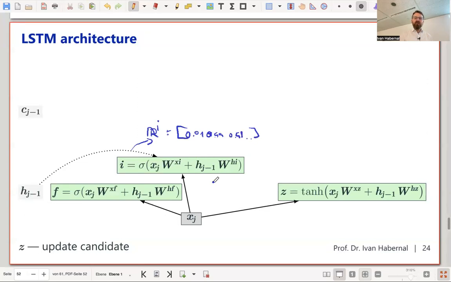Now you might be asking, are these two the same or not? What is the difference between the I and the F? Mathematically, they're doing the same thing. Is there any difference? Yeah, they have different parameters. Of course, the weights are different. Here we're using parameters XF, some other parameters than these. So these parameters are not the same.